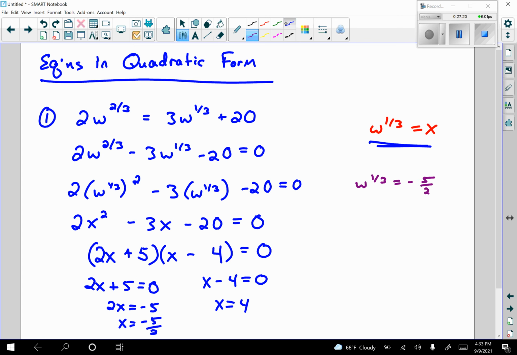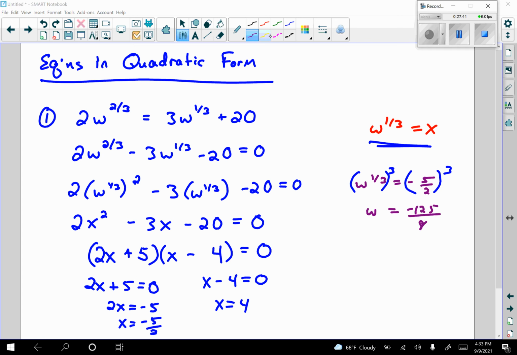So how do I get rid of that 1/3? I raise this to the reciprocal, so it's just going to be cubed. So I want to cube this as well. So now this will just leave me with w. I need to cube a negative 5. I'll just attach the negative to the numerator. This will give me a negative 125, and if I cube a 2, that's going to give me an 8.